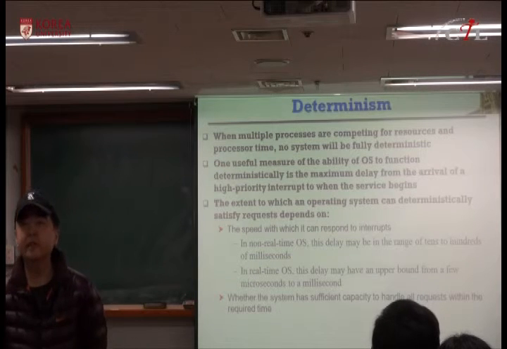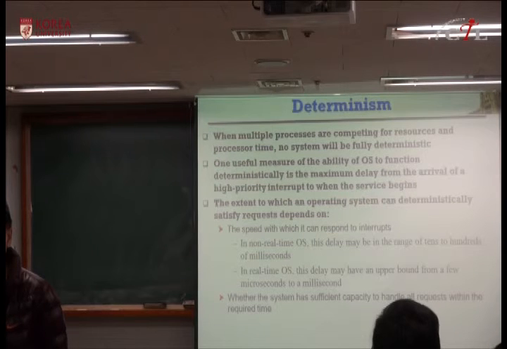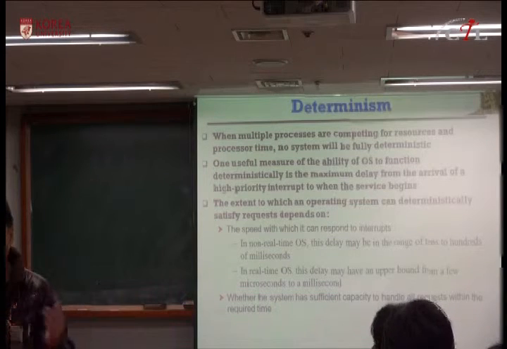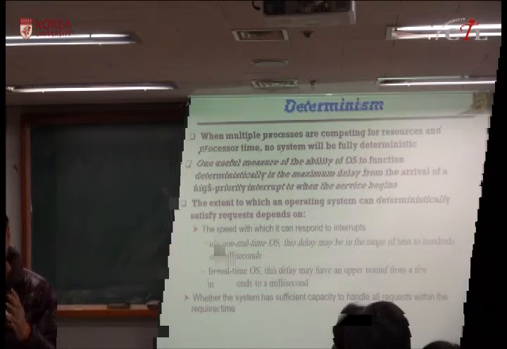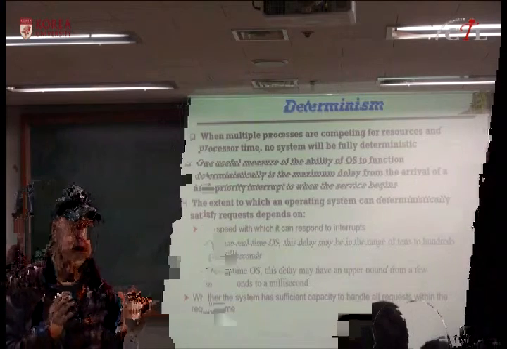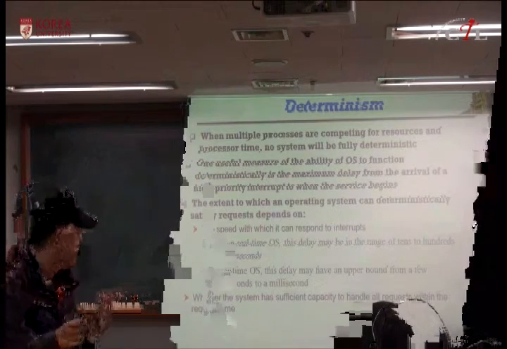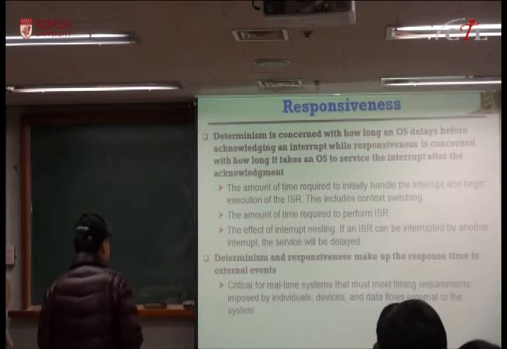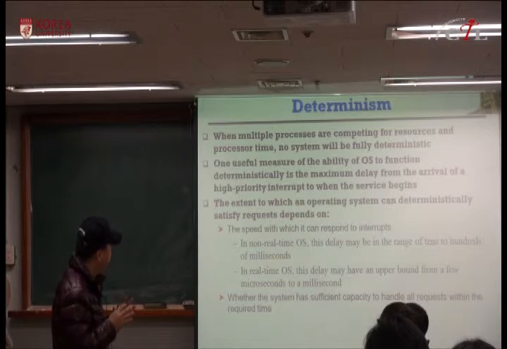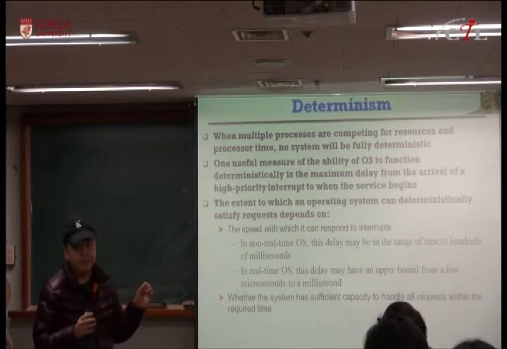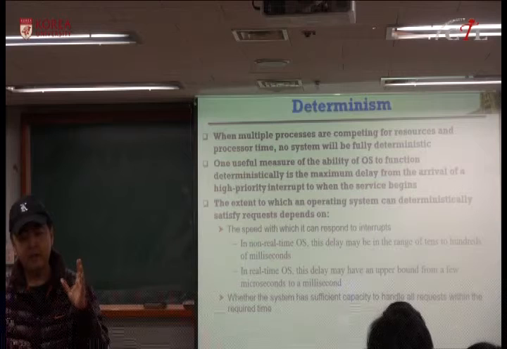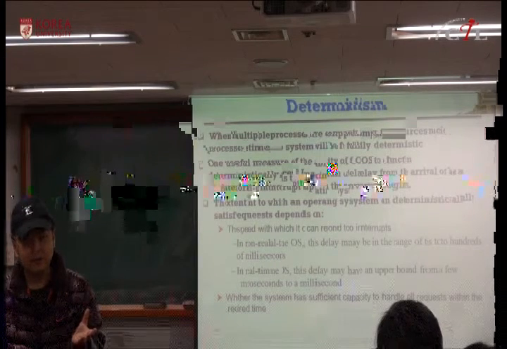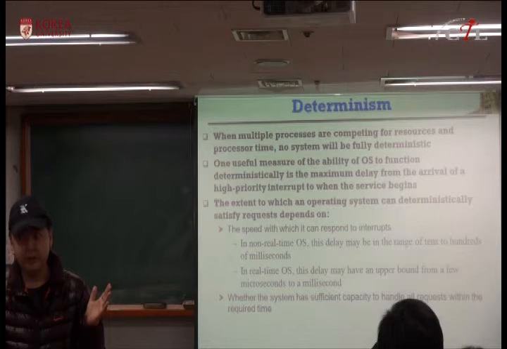So determinism is, as I said, the real-time system should react to events in real time, and these events are external events. So they generate this event through the interrupt pin. Okay, so there is an interrupt coming in, and how the system responds to this event is an issue. So how to handle this interrupt. There are two issues. One is called determinism, and the other is called responsiveness. Determinism is concerned about the delay from when this interrupt arrives to the time when this interrupt is acknowledged. Okay, and they should be deterministic, and they should be small.